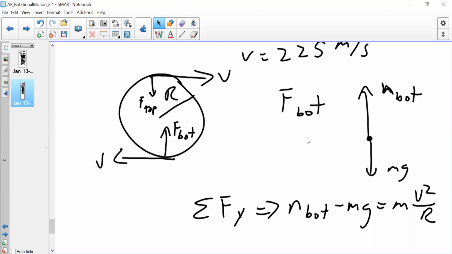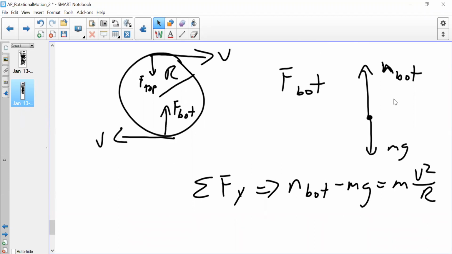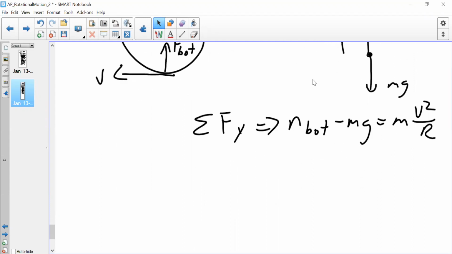So anyway, we start off, we're going to find the force. We start by drawing the free body diagram, as you can see in the example. At the bottom, we have a normal force from the bottom of the track and the weight, and that's going to be equal to the net force. We know the net force is the centripetal force that points towards the center of the circle, mv squared over r. So the normal force at the bottom minus the weight equals mv squared over r, continuing the problem from yesterday.